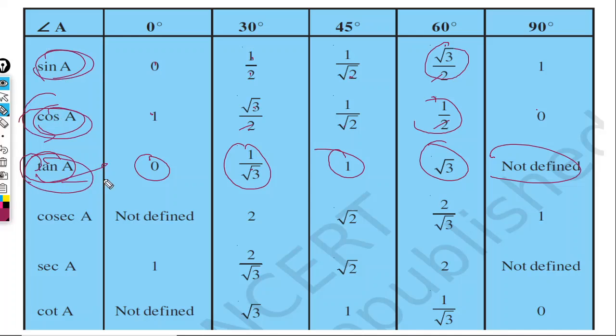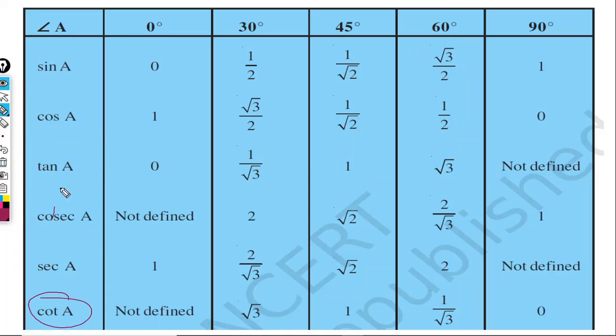Now from sine only we found cos, and from sine and cos we found tan. Again from tan we can find cot. Where is cot? Cot is here. Now you know cot A equals 1 by tan A. So cot 0 will be 1 by 0, that is not defined. Here 1 by root 3 will be root 3. 1 by 1 equals 1, 1 by 1 by root 3 equals 1 by root 3, and here not defined, and here it will be 0.